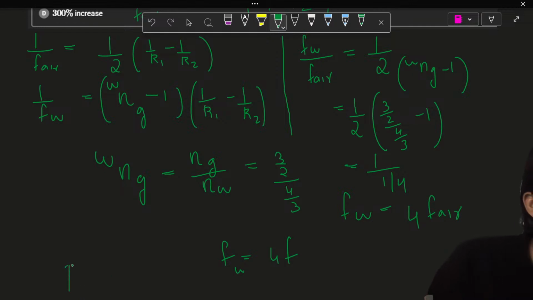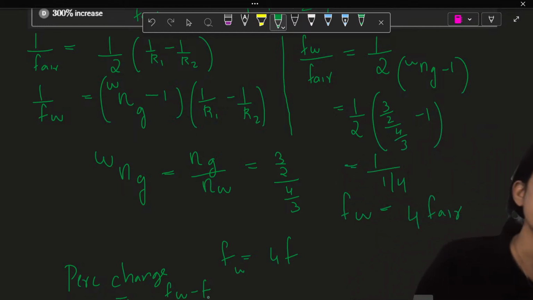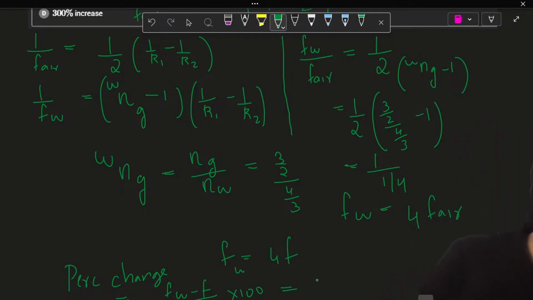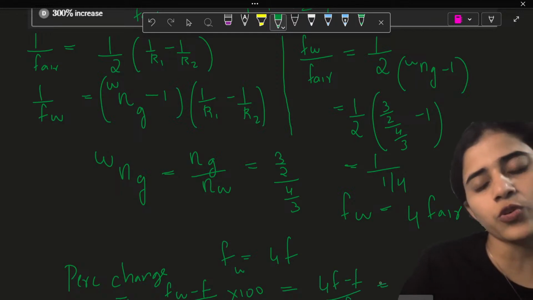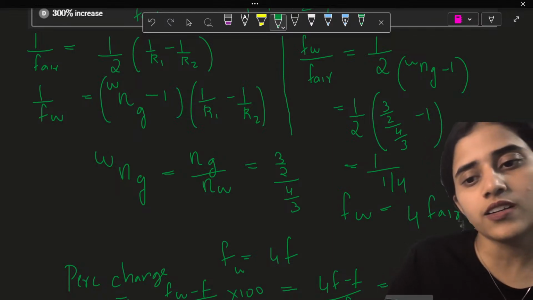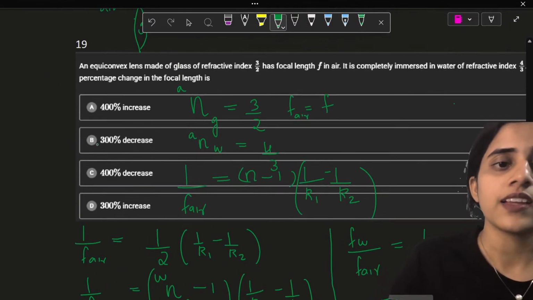Now how will you find out the percentage change? Percentage change is going to be FW minus F, which is the change, with respect to the initial, into 100. So this is basically what? FW is 4F, so 4F minus F by F. 4F minus F is 3F. 3F by F is 3 into 100. 300.